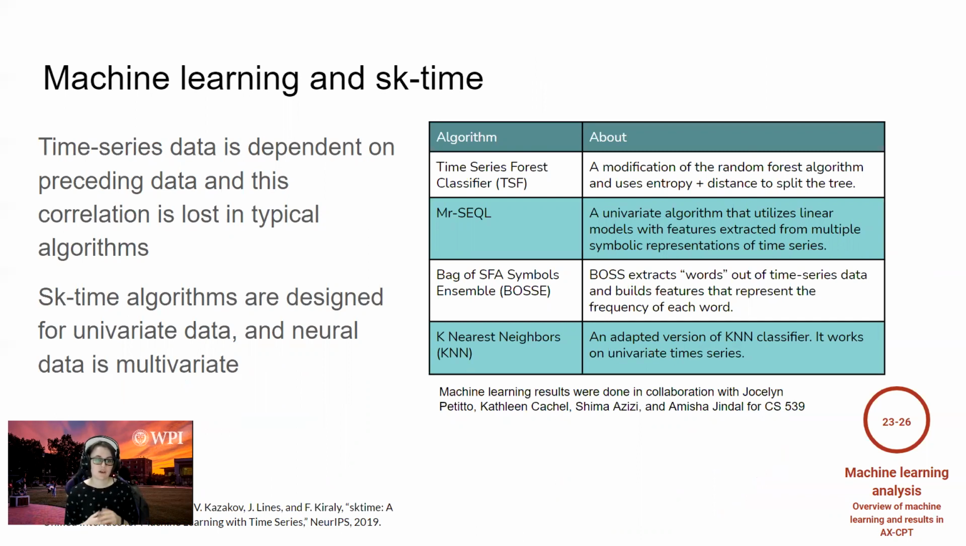sktime algorithms, however, are designed specifically to be used with time series, so it keeps that correlation. However, they're primarily used for univariate data, and neural data is typically multivariate. It's multivariate because we have many, many channels, up to 21 so far being the largest that we've used in our experiments.